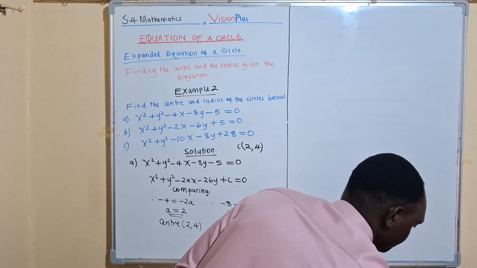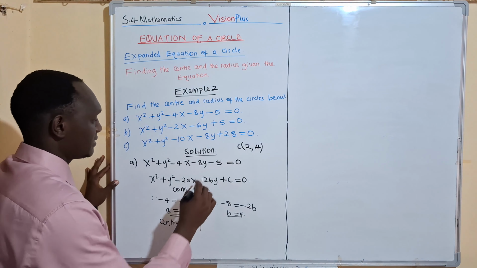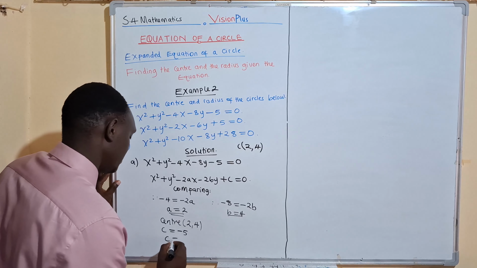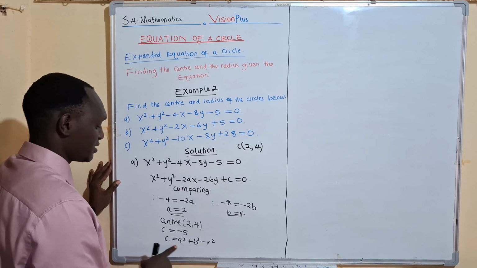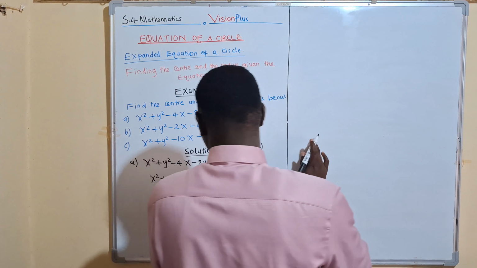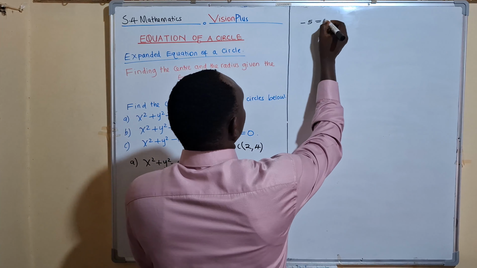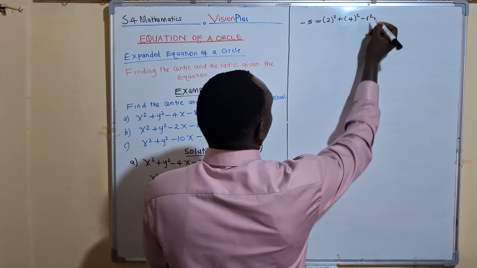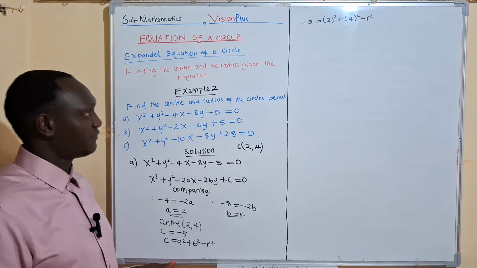What do we know already? We know that c is negative 5. But we know that c is given by a squared plus b squared minus r squared. So let's substitute for c, a, and b. That means negative 5 equals, what is a? a is 2, squared, plus what is b? 4 squared, minus r squared. And then you put your calculator, or you can go through the steps, but we shall find the same answers.